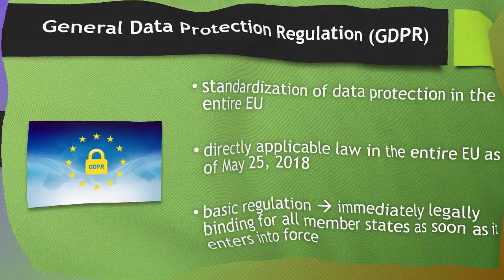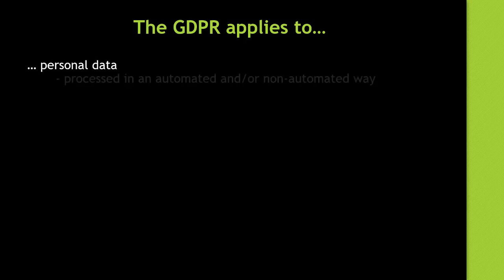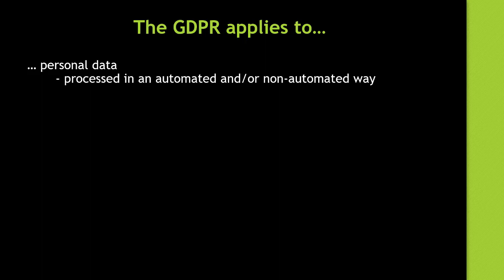We have already heard that the GDPR serves the purpose of standardizing data protection regulations across the EU. But what exactly does the regulation actually apply to? Basically, the GDPR aims at the protection of personal data which is processed either by fully or partially automated or by non-automated means, and which is stored or intended to be stored in a file system. Therefore, data protection not only concerns computers and the digital domain, but also analog data.